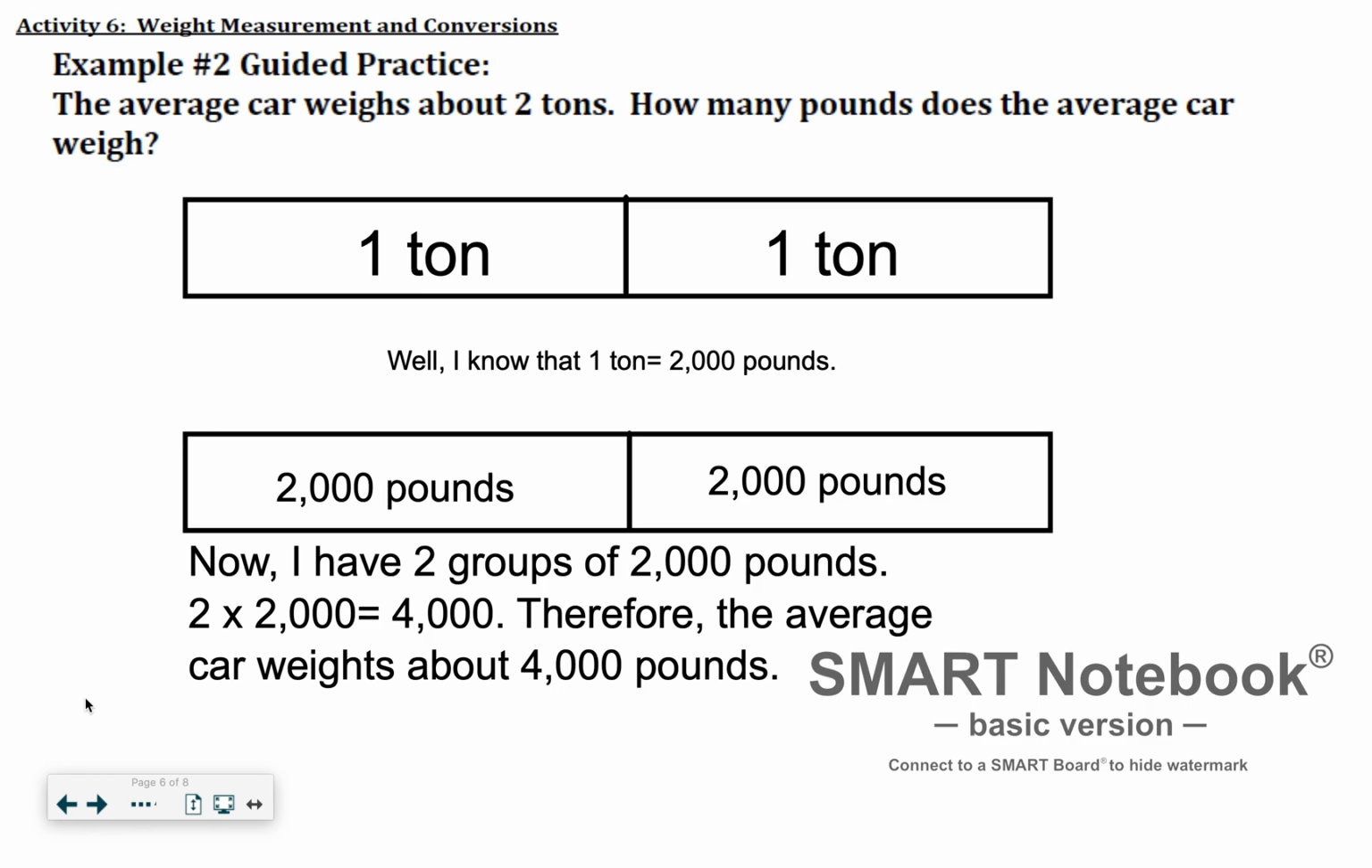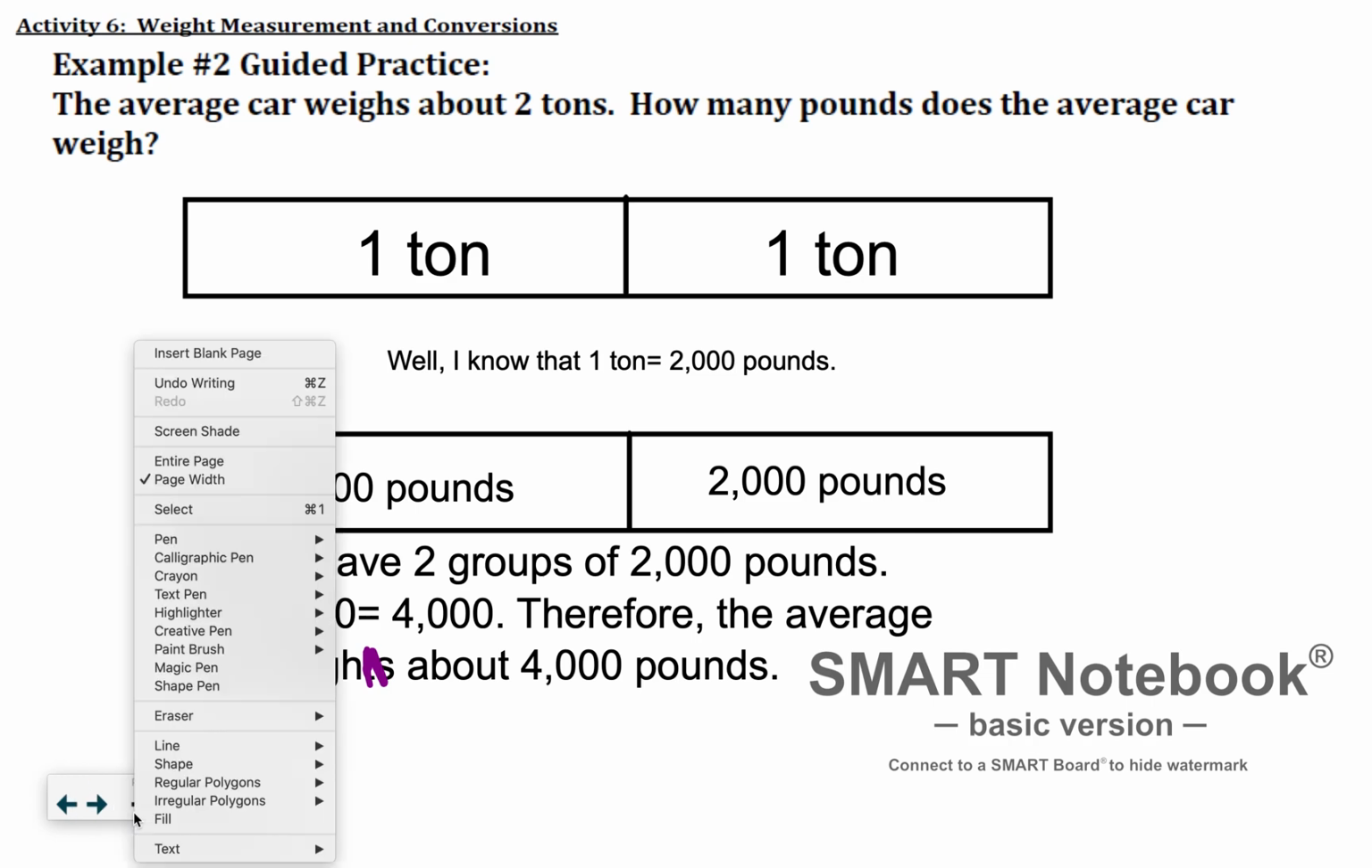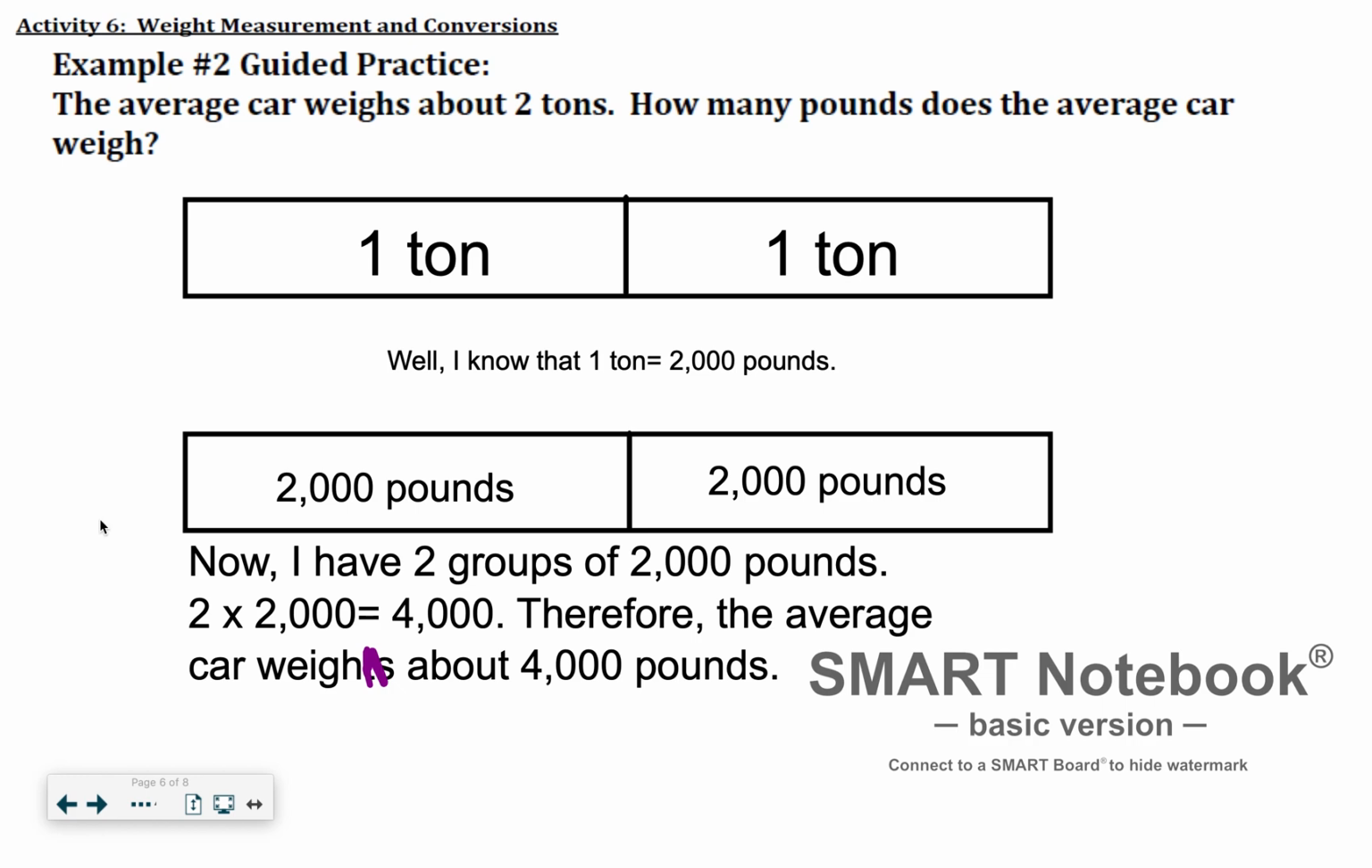So now I created my new bar model of 2,000 pounds and 2,000 pounds. Now I have 2 groups of 2,000 pounds. 2 times 2,000 equals 4,000. Therefore, the average car weighs about 4,000 pounds. I made a little spelling error. There should be no T there. About 4,000 pounds. So all we had to do was turn tons into pounds.